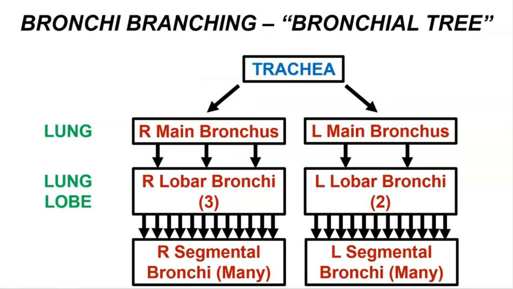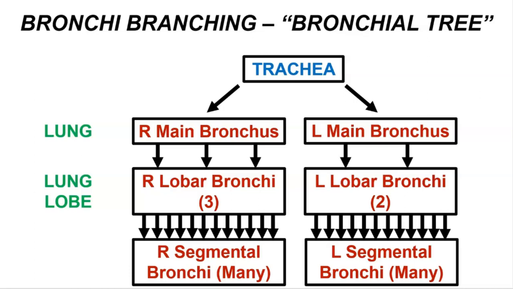The term bronchial tree refers to the pattern of branching that is seen in the bronchi. The main or the primary bronchi are the branches that serve each lung. So we have two of those: a right main bronchus and a left main bronchus. And from there they fan out to the lobar or the secondary bronchi, and the lobar bronchi are serving each of the lung lobes.